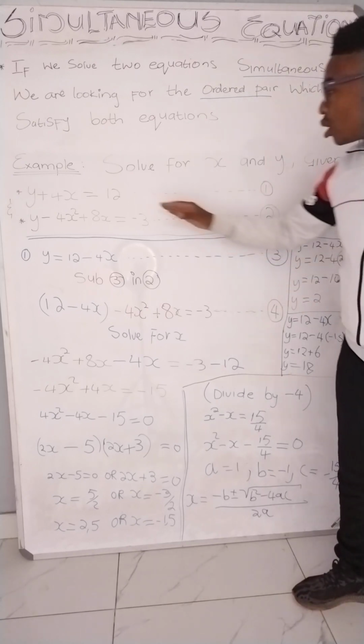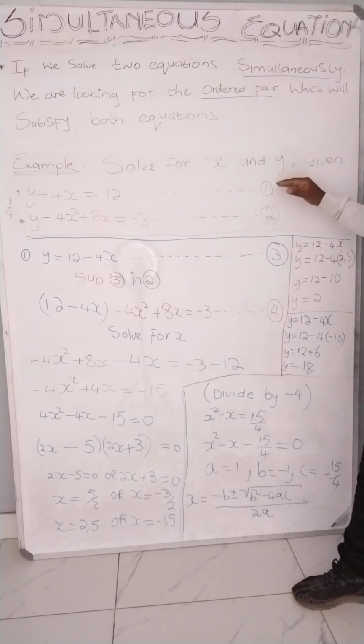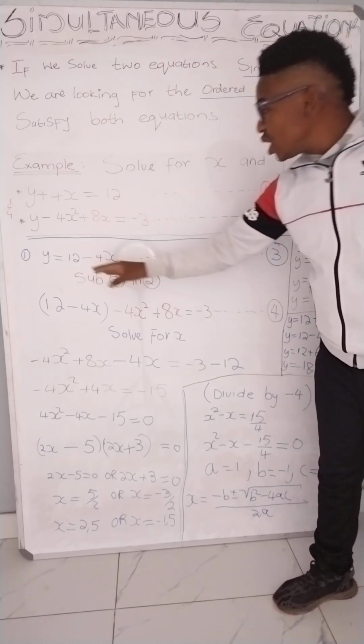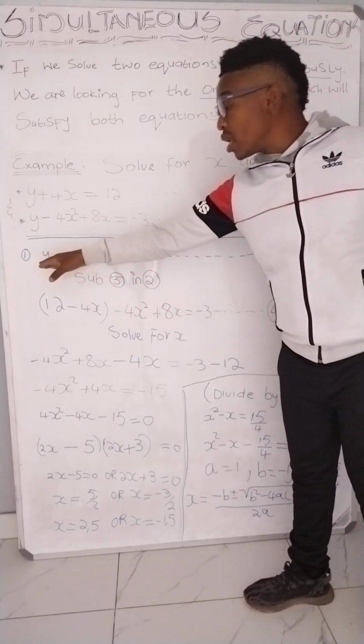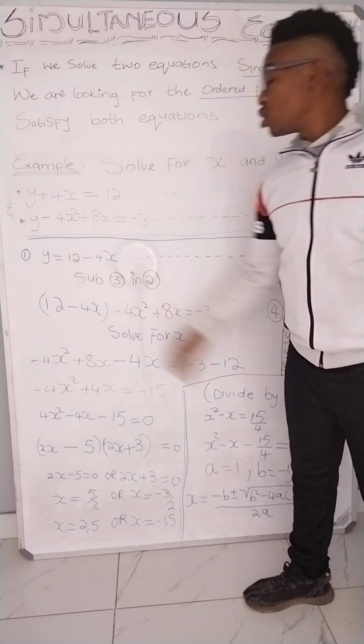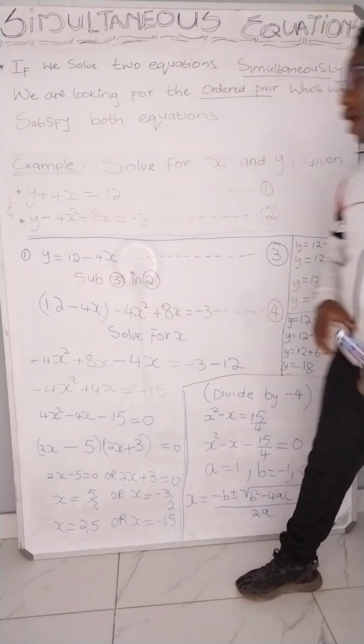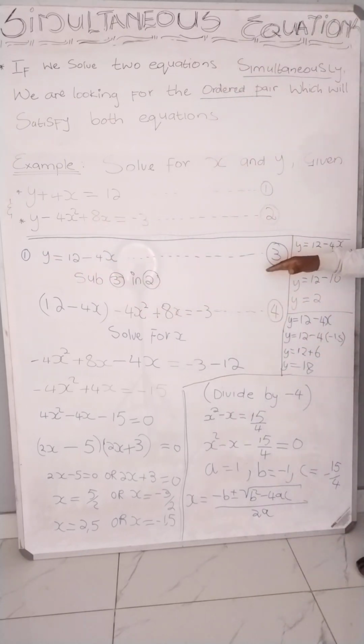Alright, now you labeled 1, you labeled 2, you make equation 3 out of the simplest one, and you make either x or y the subject of the formula. In this case, we made y the subject of the formula. Now you have your equation 3.